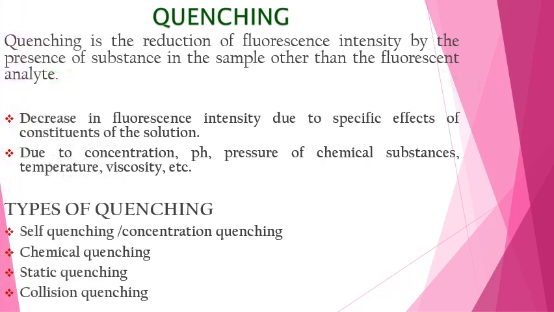Quenching is when there is a decrease in fluorescence intensity due to specific effects of the constituents of the solution. This could be due to concentration, pH, presence of chemical substances, viscosity, temperature. All those factors can cause quenching, can destroy or decrease the fluorescence intensity. There are four types of quenching: self-quenching, chemical quenching, static quenching and collision quenching.